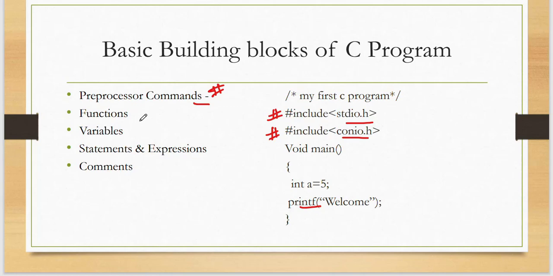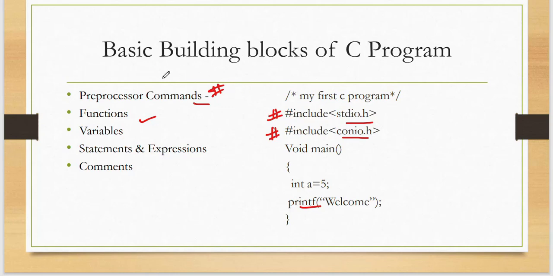The next one is functions. Whatever you are using, void main, is a function. A function is a set of tasks: a particular task that I give a name and keep aside as a module, so wherever I want, I can use that function. For example, calculating the total, calculating the average, and calculating the grade are functions. Wherever it is applicable, I just include that function.